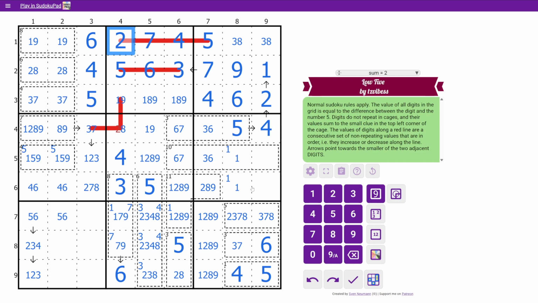By tzvibess, I think. Good puzzle. I like it. It's definitely a brain teaser. Called Low 5. The link will be below if you guys want to try it yourself at the end.